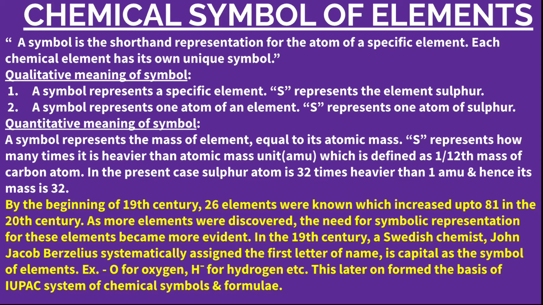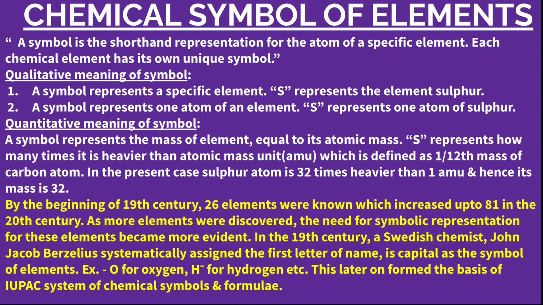A symbol is a shorthand representation for an atom of a specific element. One atom of a specific element is represented by a shortened structure, that is known as a symbol. Each element has its own unique symbol. Each chemical element has its own identifying, unique symbol.